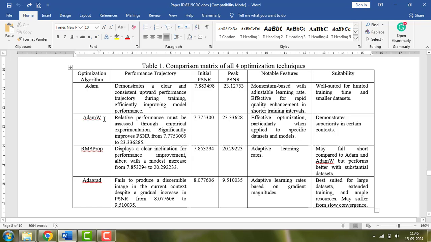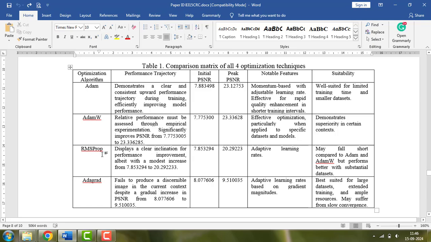When it comes to AdamW, the relative performance must be assessed through empirical experimentation. It significantly improves PSNR from 7.77 to 23, which is quite notable. Effective optimization, particularly when applied to a specific data set and model. Then on the suitability of this, we observed that it demonstrates superiority in certain contexts. Okay, in some applications, it is very good.